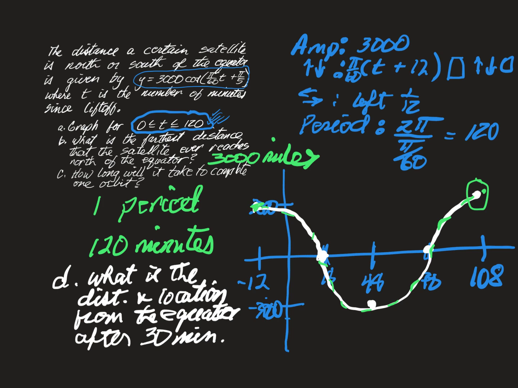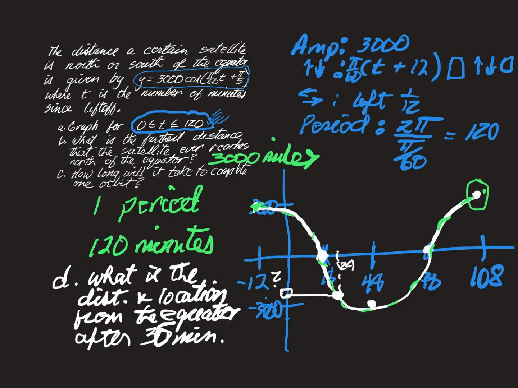So 30 minutes, we would go to the start, which was negative 12, add 30 to that, which would get us to 18. Oh, I don't want to do 30. I want to do like 36. And add that to negative 12, and we would end up here at x equals 24. All right? So 30 minutes would be this number here on the y-axis.